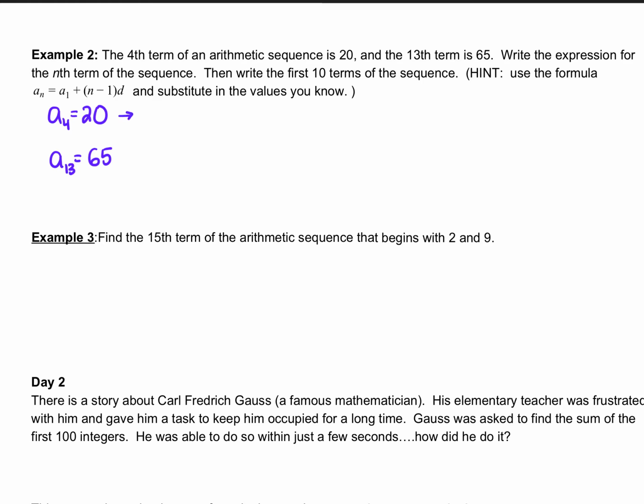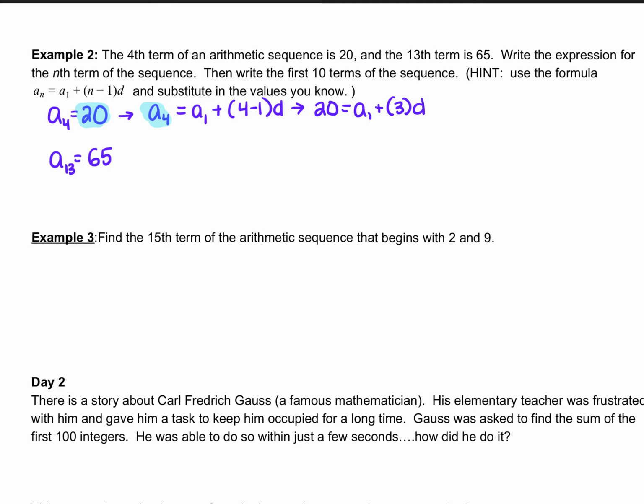So for this expression, let's say I've got a sub 4 equals a sub 1 plus 4 minus 1 times d. Now there's a couple things in this still that we can simplify. A sub 4, we actually have an expression for that. I know that a sub 4 is just 20. So where I see a sub 4, I can rewrite that as 20. So I would have 20 instead of a sub 4 equals a sub 1 plus 4 minus 1 is 3, 3 times d. That's not bad.